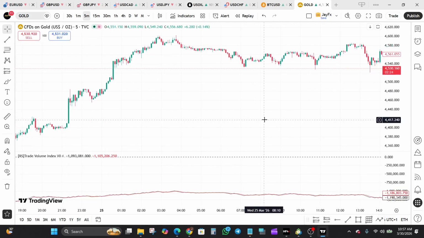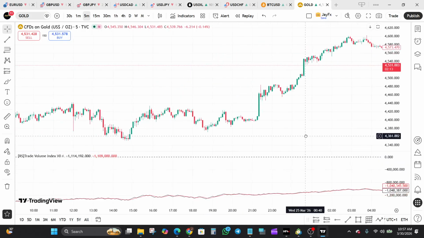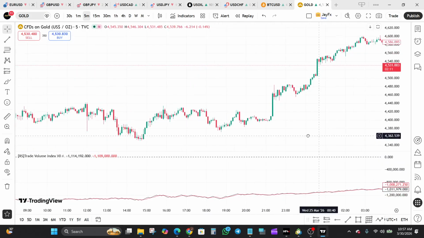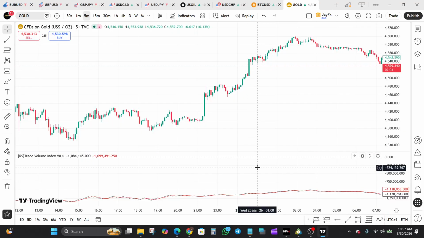So it basically helps traders identify whether smart money is accumulating or distributing assets by analyzing price changes relative to volume. So if you are a trader who loves to pay attention to volume analysis when trading or when carrying out your technical analysis, then this indicator might actually come in handy.